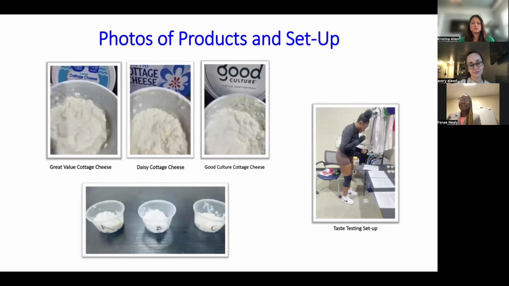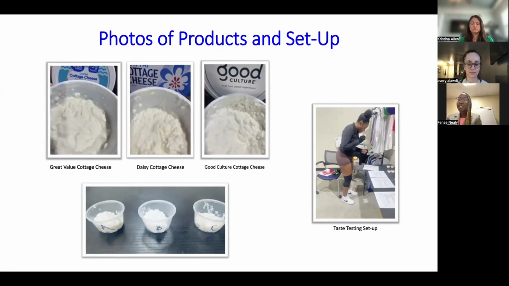Okay, I'm Fanae Pope, and I'm going to go over our setup and the way that we administered the samples. So we did a blind analysis. What we did, we gave each brand a value of A, B, C. And for this particular example, we had A as the Great Value. We used the Daisy brand for B, and then our Good Culture brand was our C.